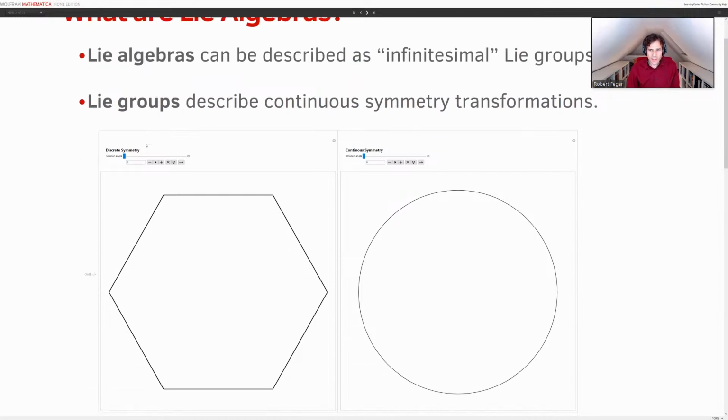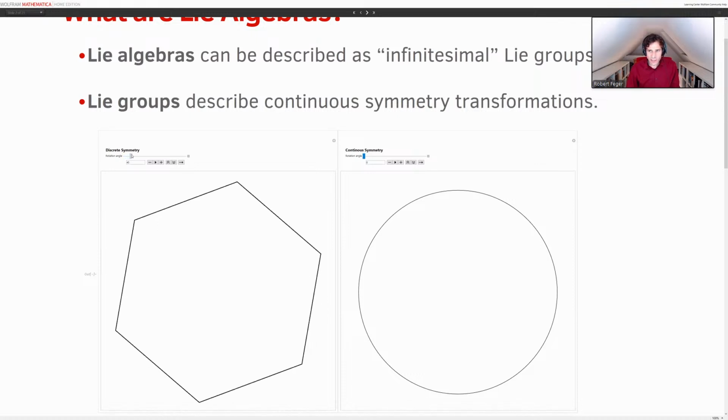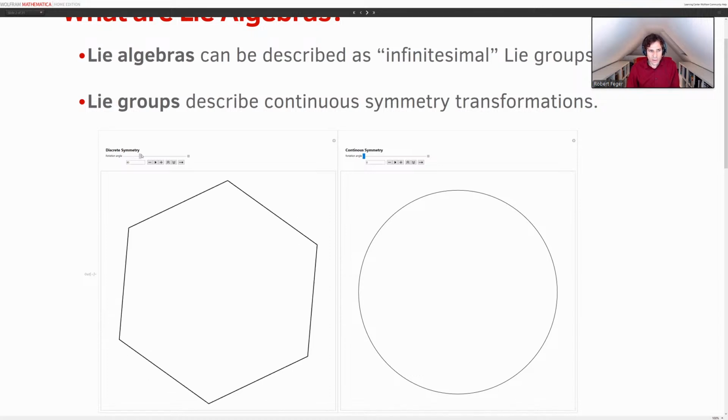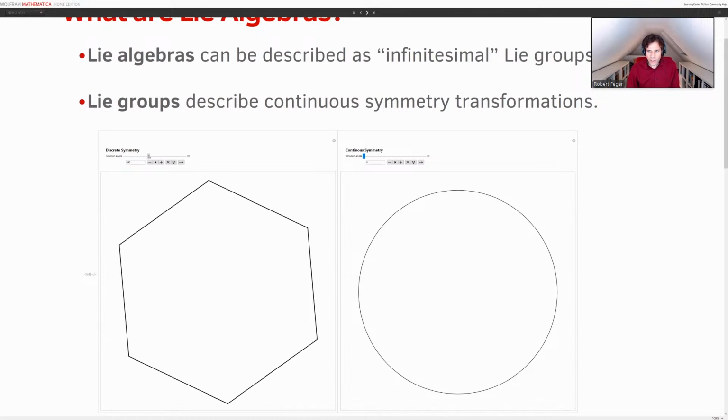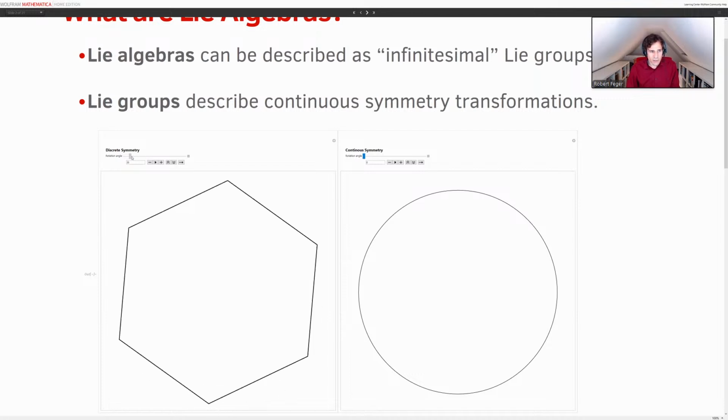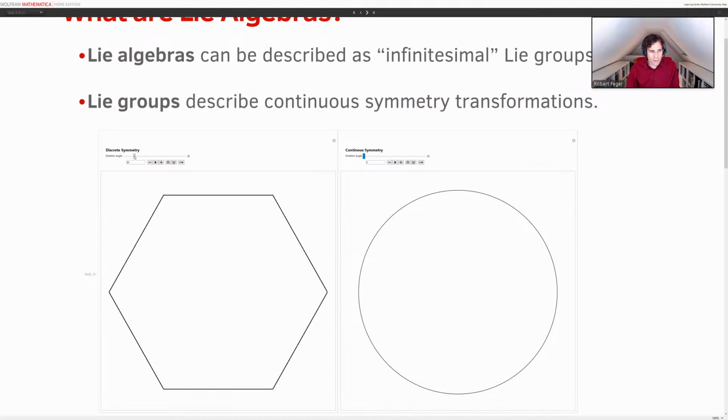On the left side, you see a hexagon. And here I can modify the rotation angle and can rotate it. And you see something changes. So there's no symmetry according to this rotation. But if I rotate to 60 degrees, then I will retain the same hexagon. And every 60 degrees, it will look the same. This is then not a continuous symmetry, but it is a discrete symmetry.